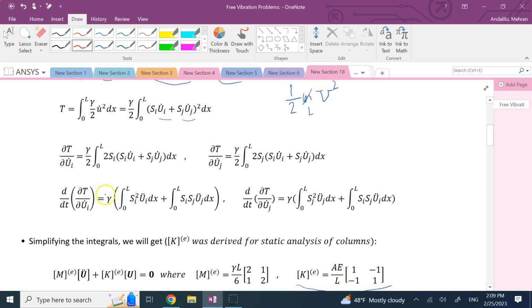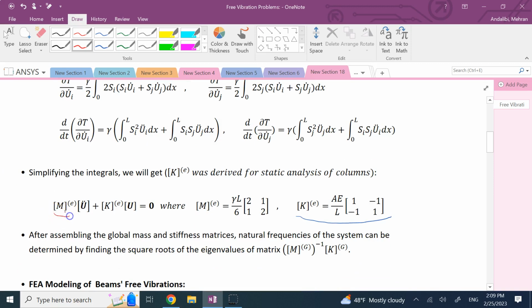And here you see that I wrote these terms, and then you perform the integrals, where the integrals are done over the shape functions Si and Sj and the products of them, right? Because the ui double dot and uj double dot have no functionality with x. So if you simplify the integrals, it involves a little bit more algebra, and you can do that, or you can refer to the textbook for it. If you simplify, then you can derive the mass matrix as well.